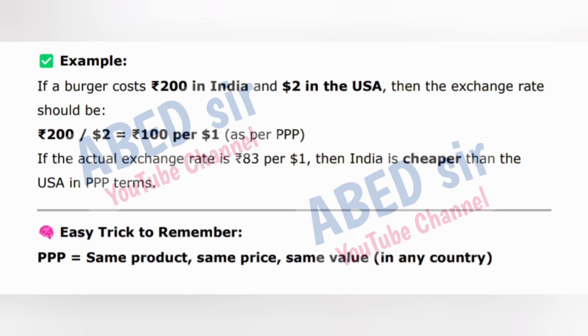Example. If a burger costs 200 rupees in India and $2 in the USA, then the exchange rate should be 200 rupees divided by 2 dollars, equal to 100 rupees per $1 as per PPP. If the actual exchange rate is 83 rupees per $1, then India is cheaper than the USA in PPP terms. Easy trick to remember. PPP is equal to same product, same price, same value in any country.